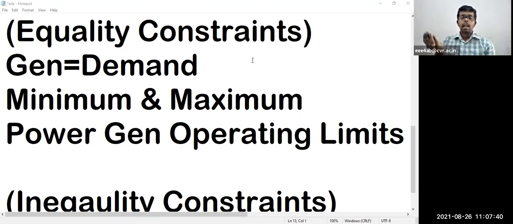Okay, what will happen? Automatically the lifetime of the generator will come down. And you should not run the generator at minimum speed either. So what happens if you run the generator at minimum speed? The efficiency will drop.